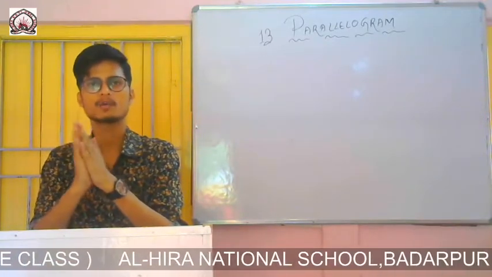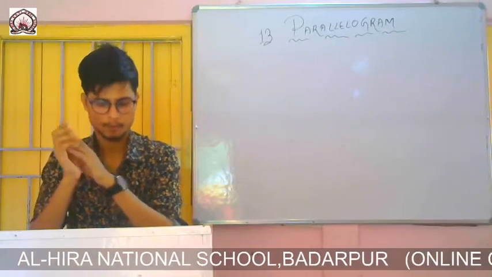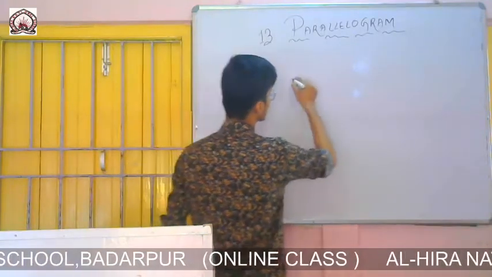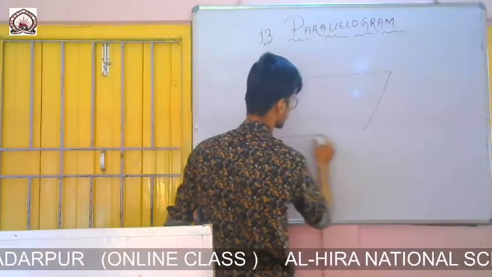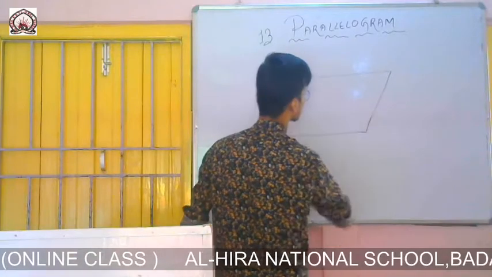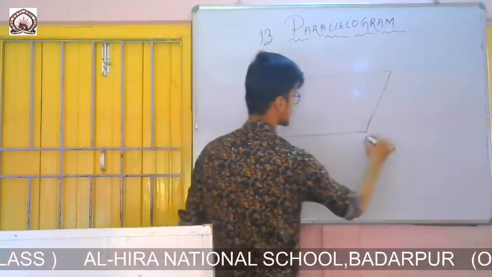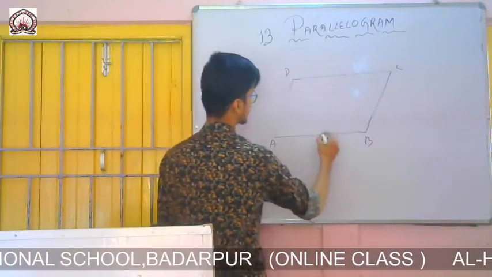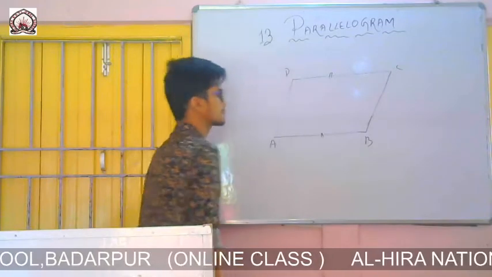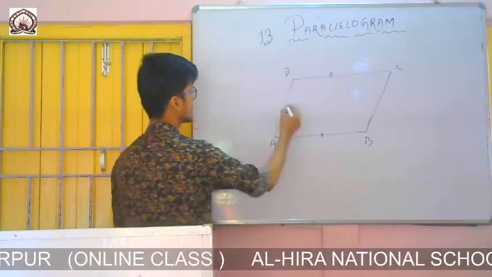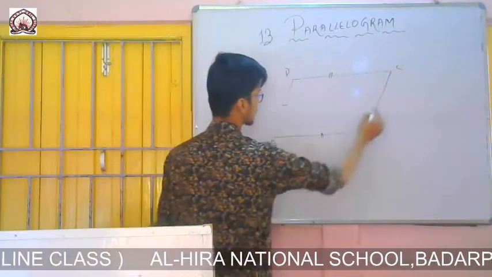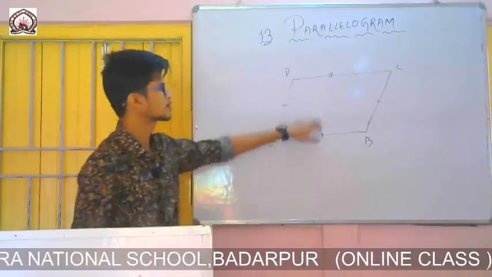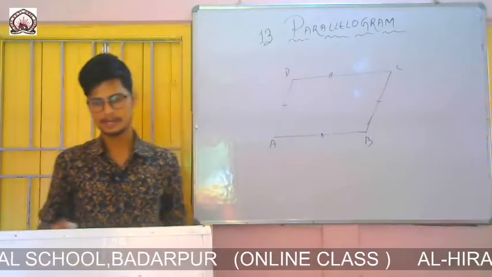A parallelogram is a quadrilateral with both pairs of opposite sides parallel. Let me name it A, B, C, D. In a parallelogram, you will find this side is parallel to this side. AB is parallel to DC, and AD is parallel to BC. These two opposite sides are parallel to one another.